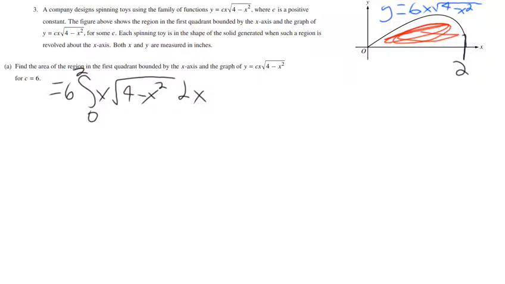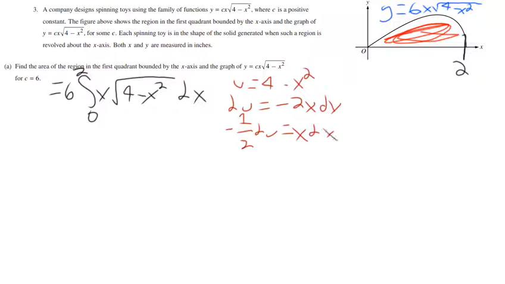Since we have x squared in here and an x on the outside, that suggests that I do a u substitution. Let u equal the inside of the square root, so u equals 4 minus x squared. This way, the du will be -2x dx. I'm going to go ahead and divide by -2 on both sides, so I'll have -1/2 du equals x dx. That way I can substitute that in for this part right here.